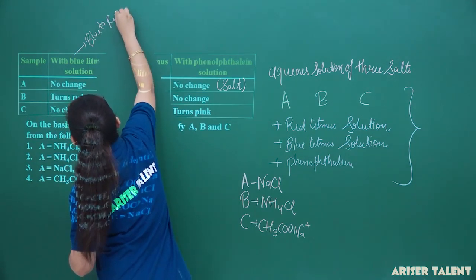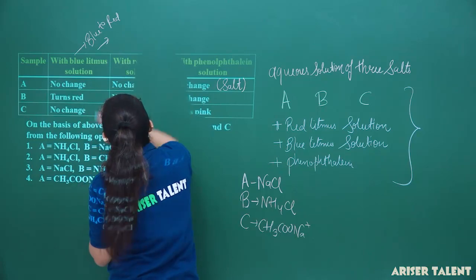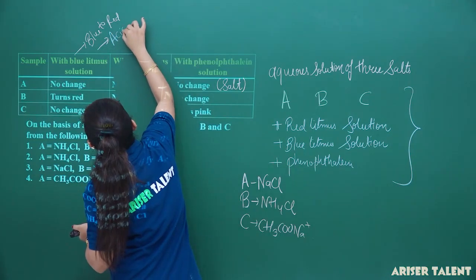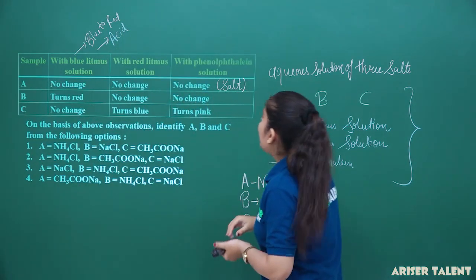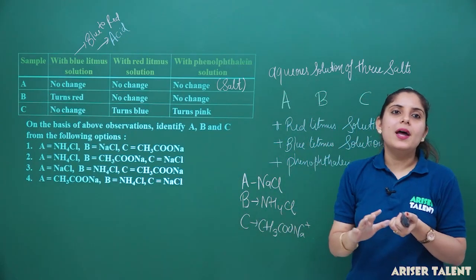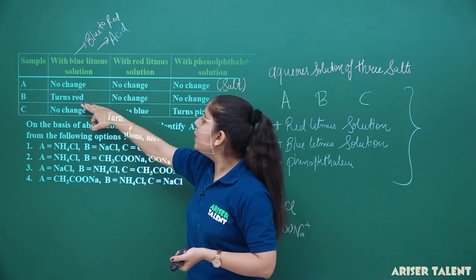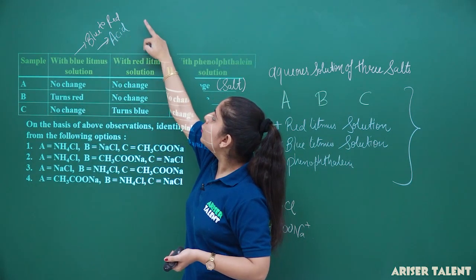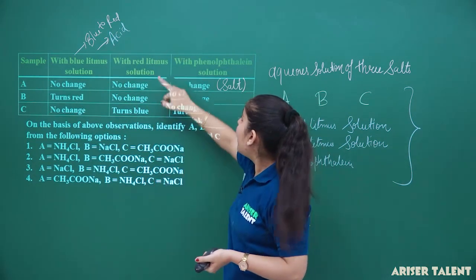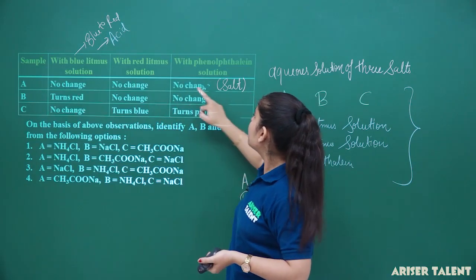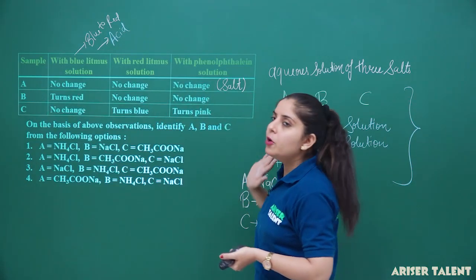अगर ब्लू रेड में चेंज होगा तो हम कह सकते हैं कि वो कंपाउंड क्या होगा? एसिड होगा. अगर कोई चेंज ऑब्जर्व नहीं हो रहा है, इट मींस वो एक सॉल्ट है. If blue is turning into red, we can say that it is an acid. And with the red litmus, it is showing no change. With the phenolphthalein, it is showing no change.